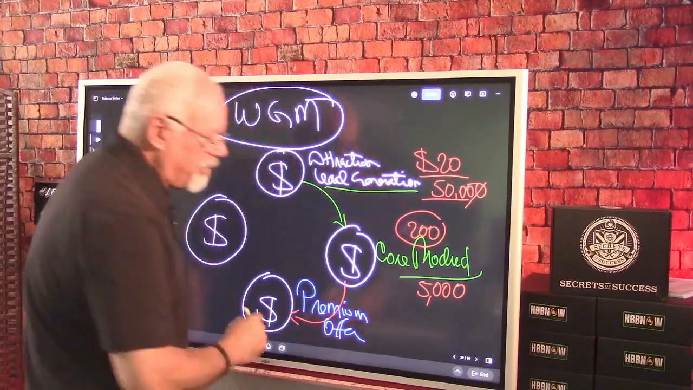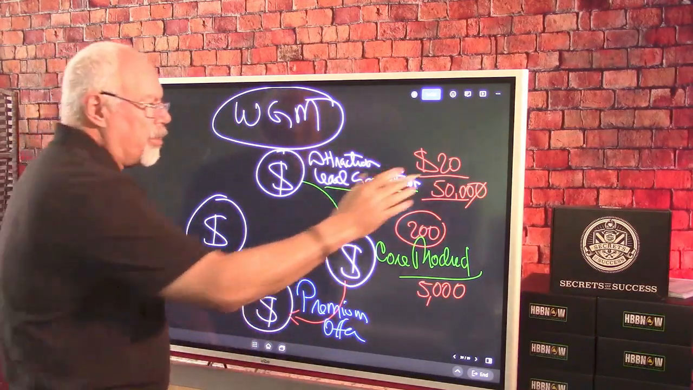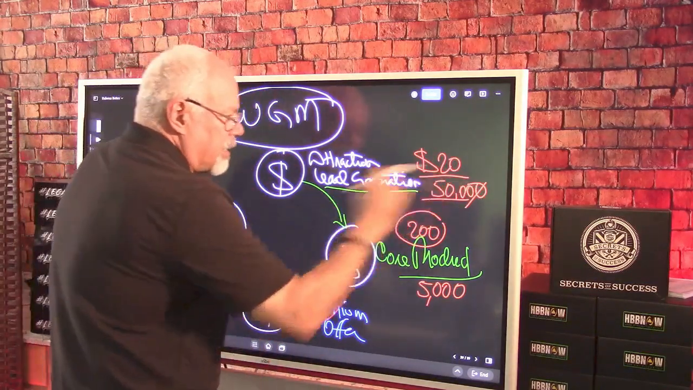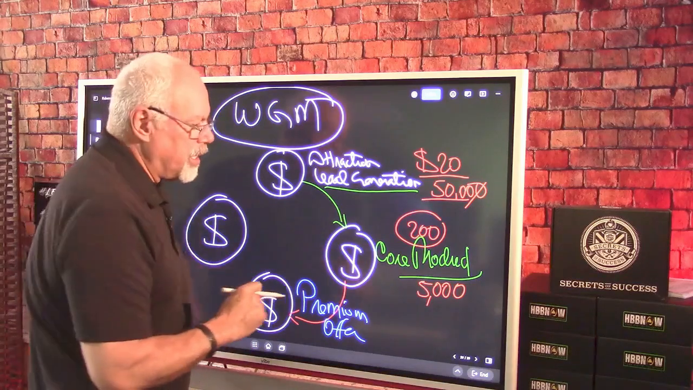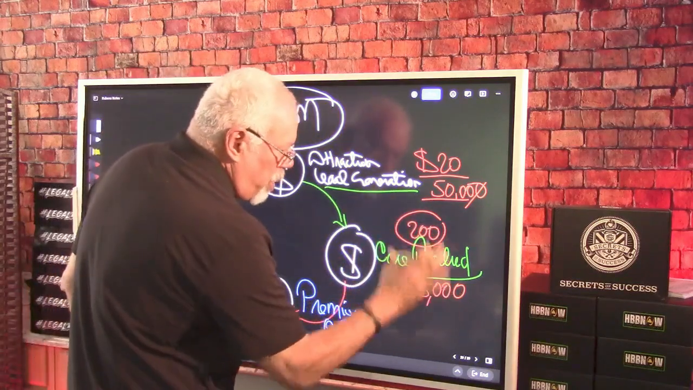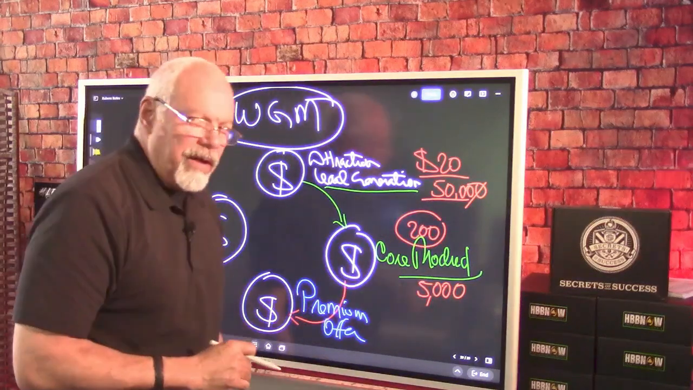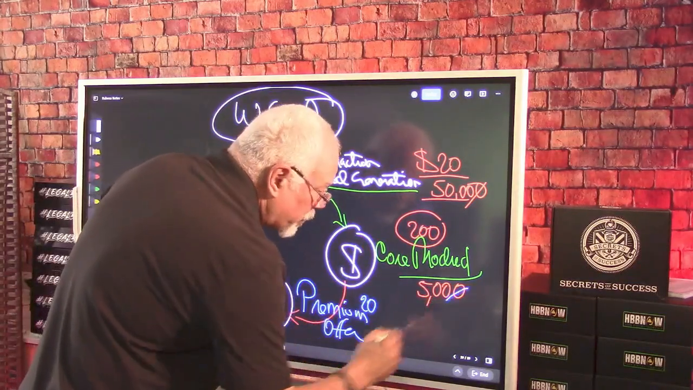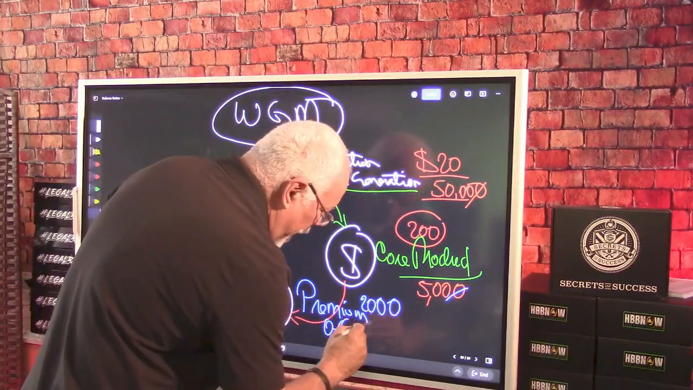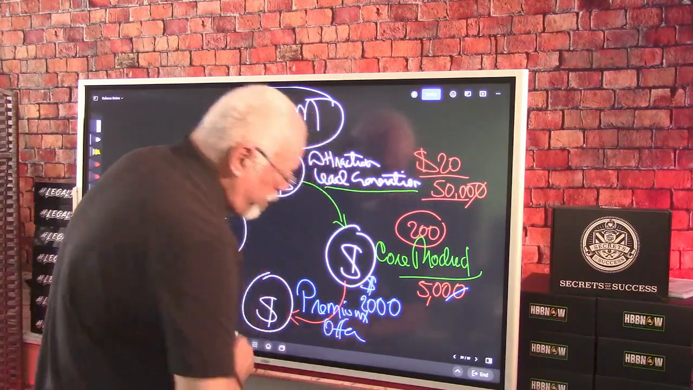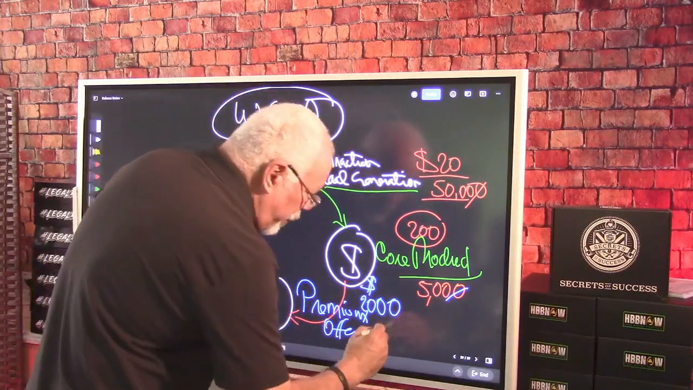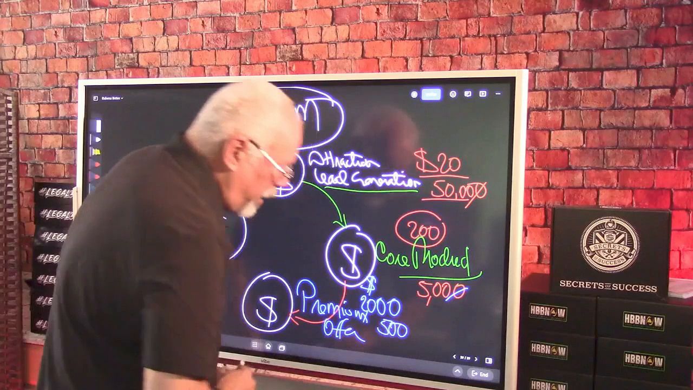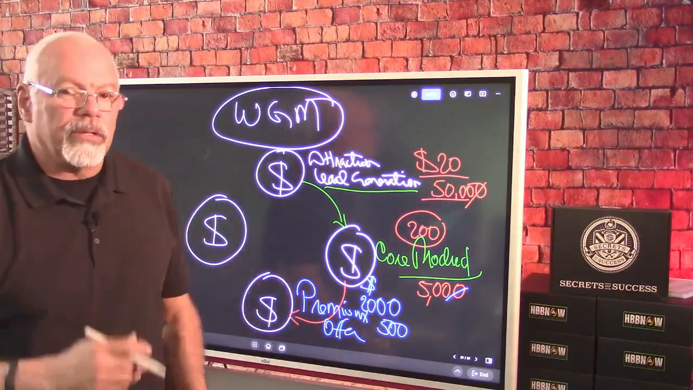This is your premium offer. Now let's just say that we took that book, a $20 book, and instead of selling 50,000 copies to get to $1 million in income, now we have a core product for $200, and now we only need 5,000. So if we want to turn this into $2,000, we're going to take an extra zero from there. So now we have a core product that we're selling, and a premium product that we're selling for $2,000. We only need 500 of those in order to turn that into a $1 million business.